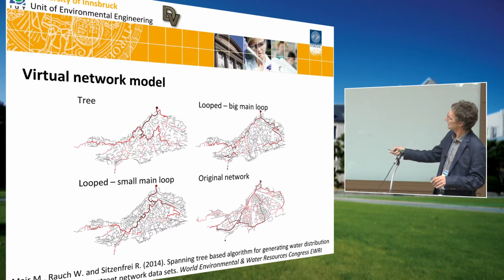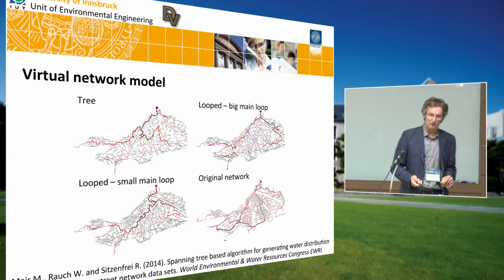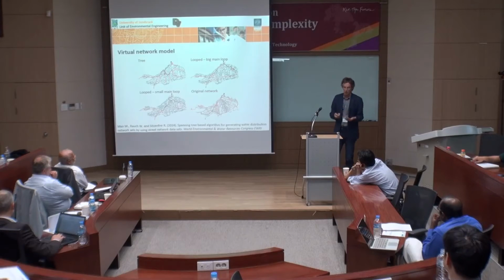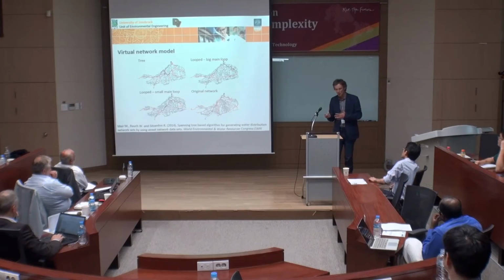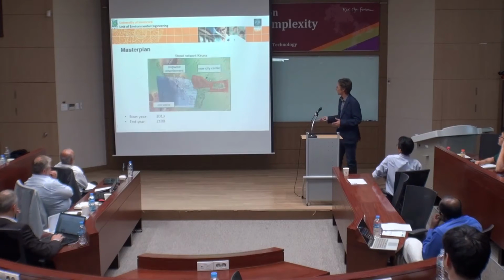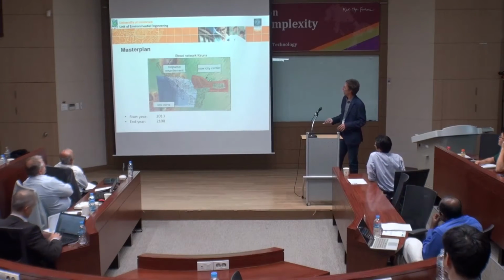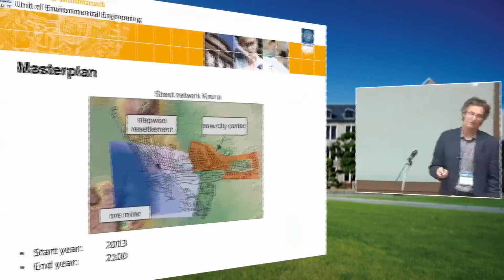And then we have here two different loop systems, one with a big main loop, and that one with very small loops here. In the end, of course, we do not get a complete overlap, but we get systems which work in a similar way as the original system. We used that one for an example. It's a fairly famous example.